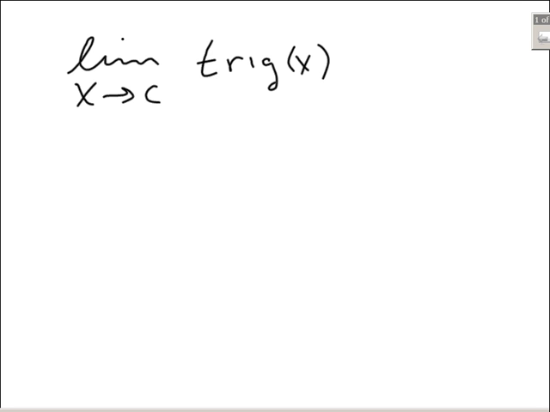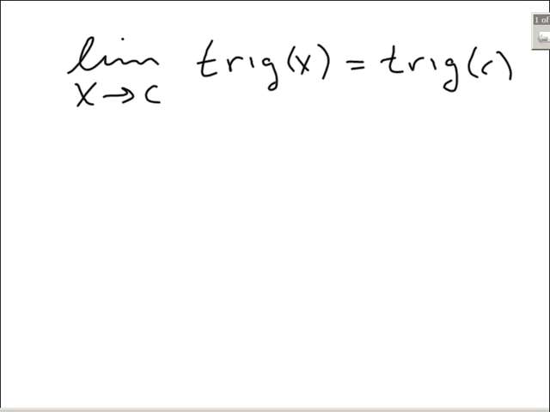Trig functions. You should know these rules. They're very straightforward, nothing special. The limit as x goes to c, and I'm going to use some shorthand notation, trig of x, equals trig of c.